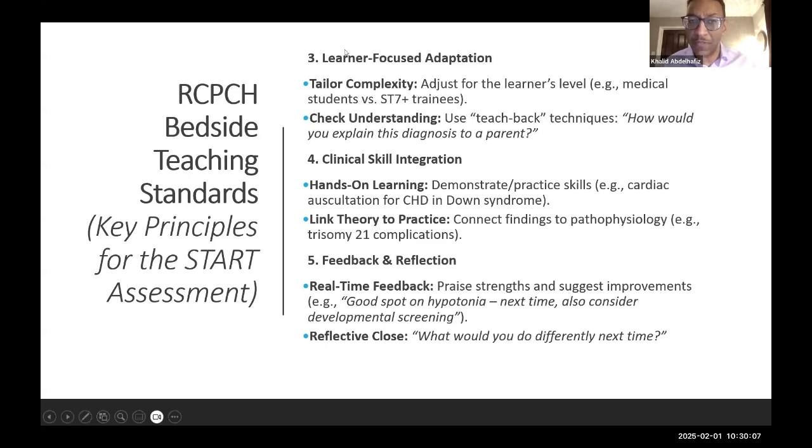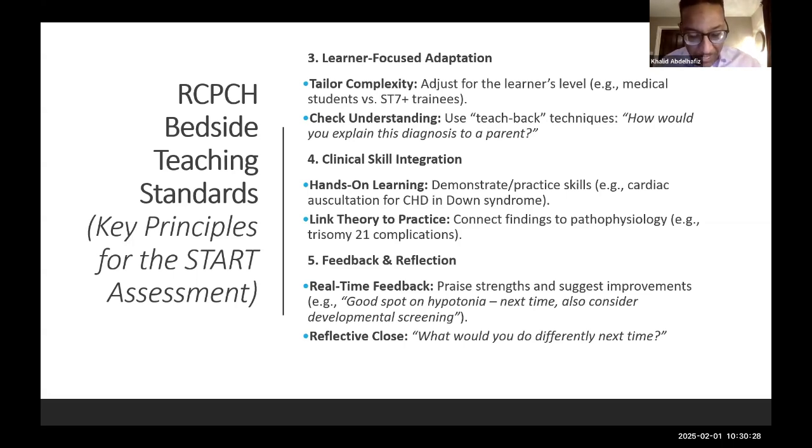Again, it should be learner focused, and I think this will be one of the assessment points. Tailor complexity, adjust to the learner level. Check understanding, as we said, and ask them again to teach you back.